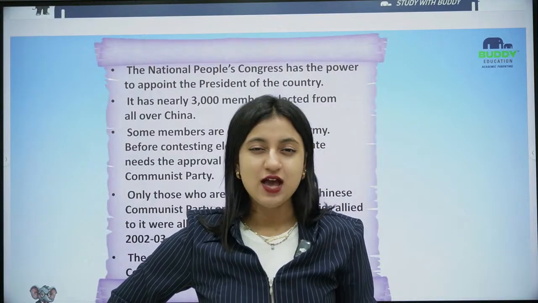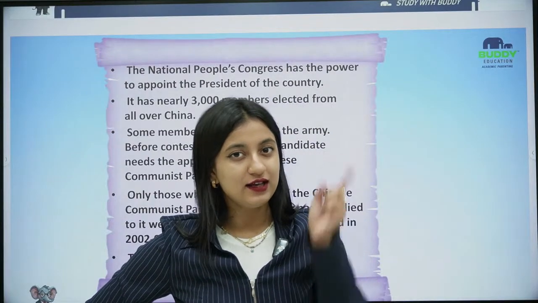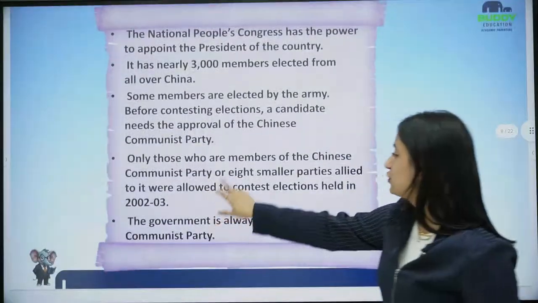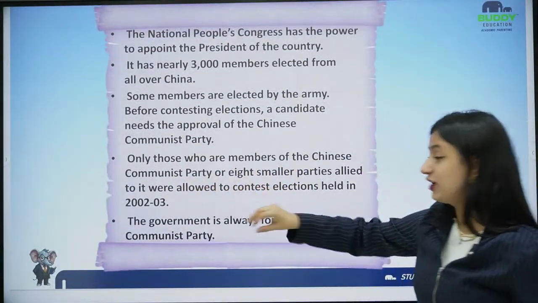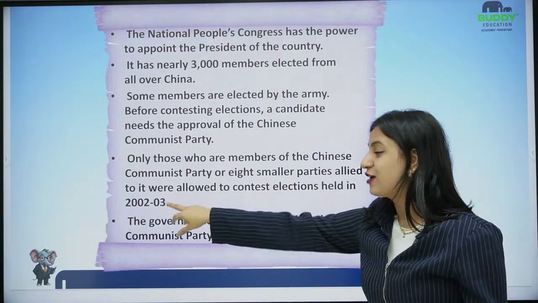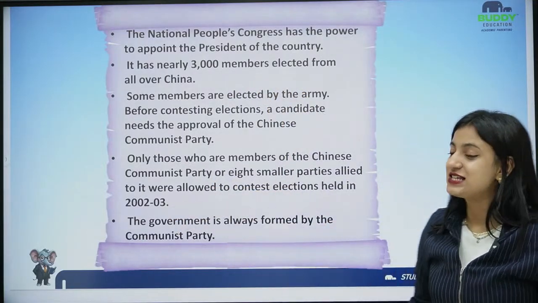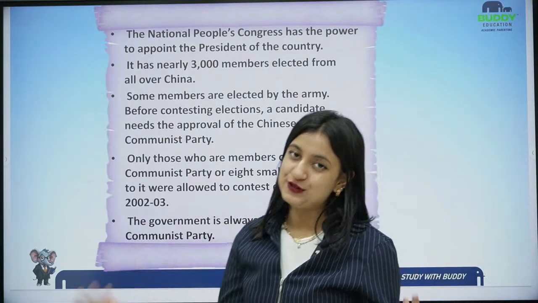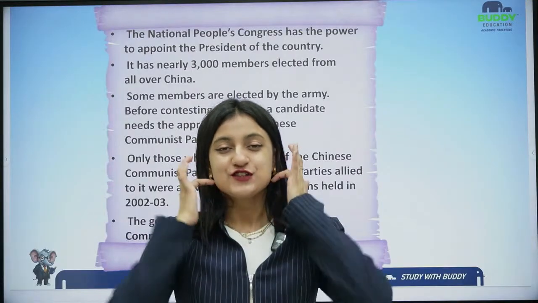Sounds strange, right? Sounds not very democratic, right? Exactly. Exactly what this is all about. Only those who are the members of the Chinese Communist Party or the 8 smaller parties who are also a part of this party are allowed to contest and stand in election. The government is always formed by the Communist Party. Now you understood. So I'll tell you again.